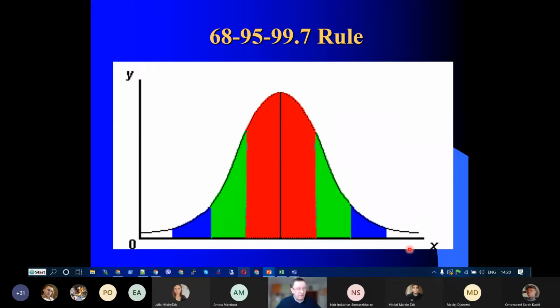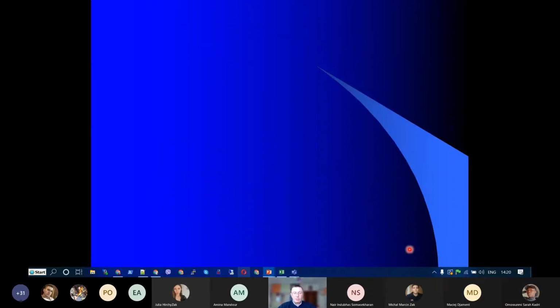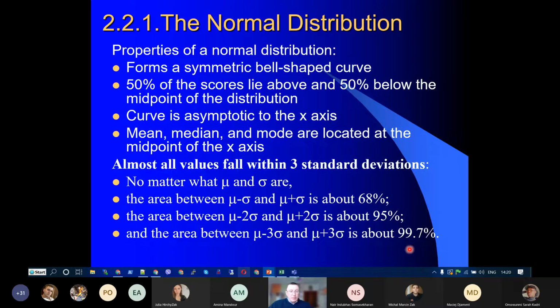So that's maybe complicated, but a very precise way to make a conclusion that our data fit normal distribution. Main properties of normal distribution: it forms a symmetrical shaped curve, 50 percent of scores lie above and 50 below the midpoint of the distribution, the curve is asymptotic to the x-axis and never crosses it. Mean, median, mode are located at the midpoint, and all lie within those 3 standard deviations. So I already spoke about this, and it works for both population as well as sample.